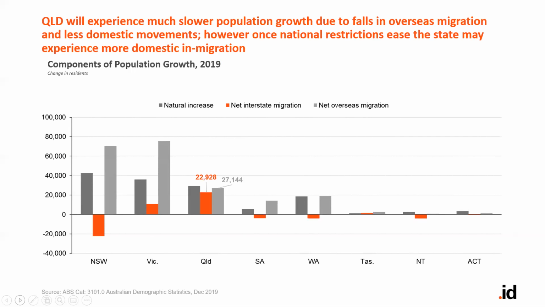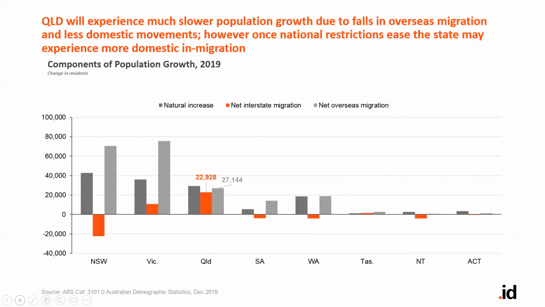Queensland will also experience much slower population growth, due to those falls in overseas migration and less domestic movements. But we certainly aren't as vulnerable as New South Wales and Victoria. When we look there, we can see net overseas migration, New South Wales and Victoria. That's sort of the hotspots in Australia, whereas we are more reliant on that interstate migration.